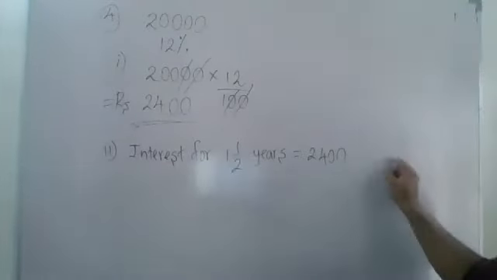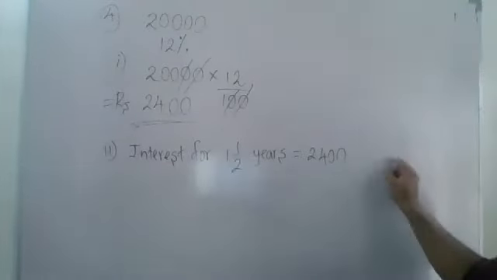Okay, so what is the answer? 2,400 times 1.5. 2 times 1,200. 1,200 times 3. What is 1,200 times 3? It's 3,600. Right? This is the interest for 1.5 years.